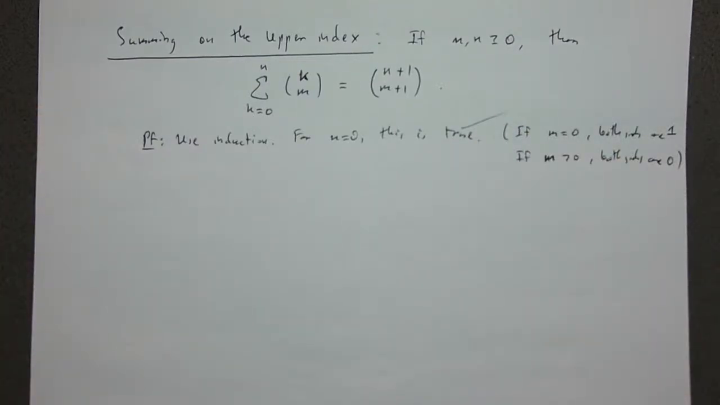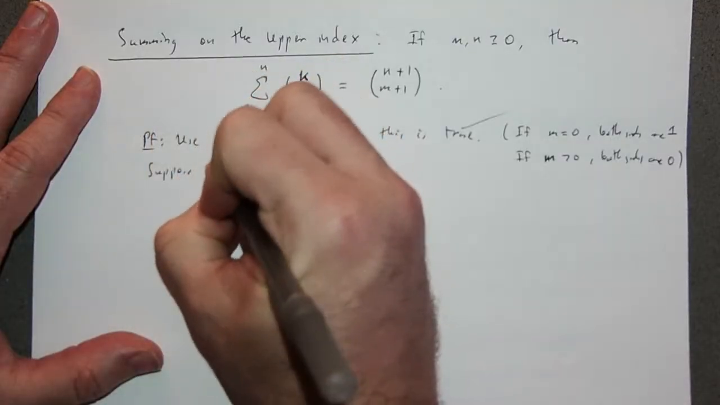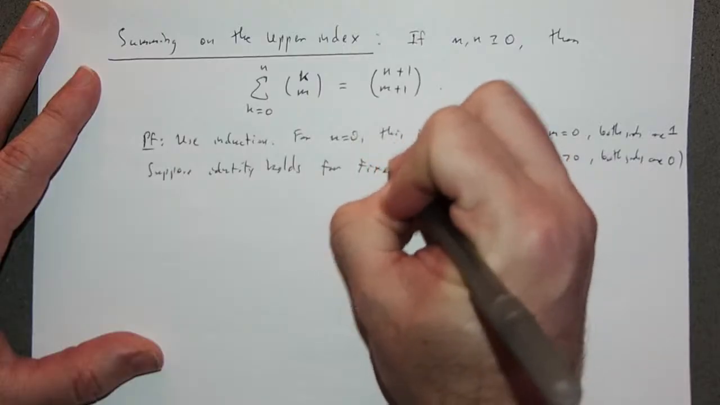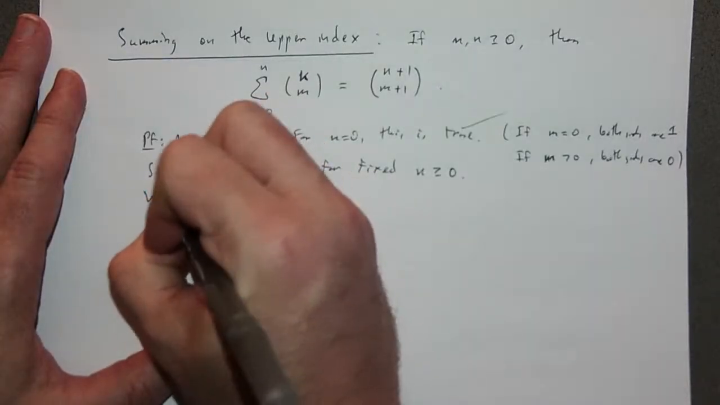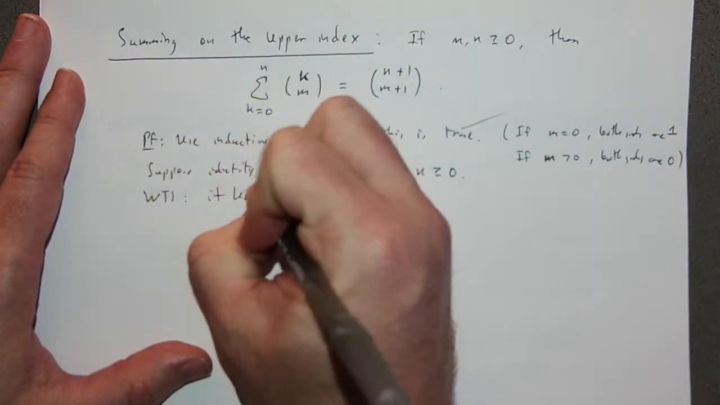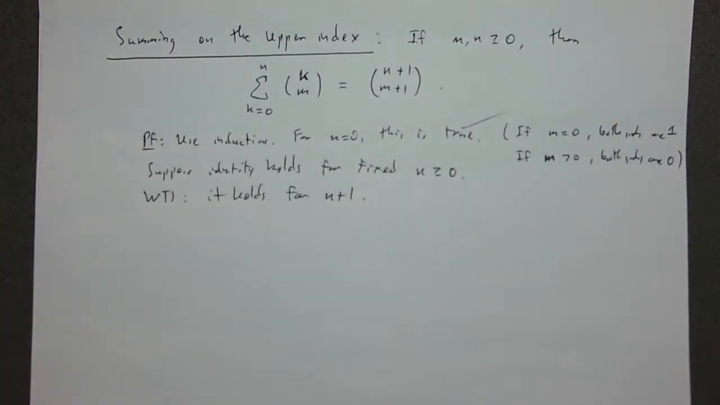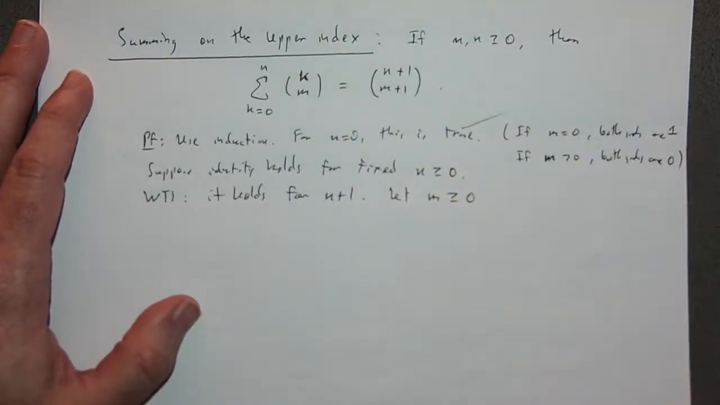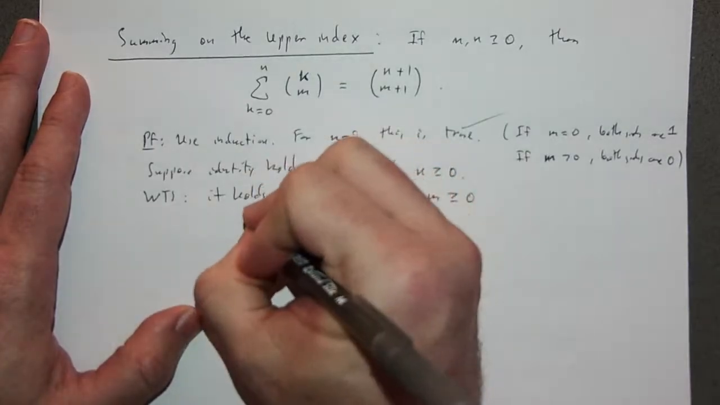So now it's time for the induction step. So we suppose the identity holds for n. We want to show it holds for n plus 1. So suppose the identity holds for some fixed, generic, arbitrary n greater than or equal to 0. Want to show it holds for n plus 1. Okay, so now to do this, let m be some generic non-negative integer. Let's just see what we can do here.